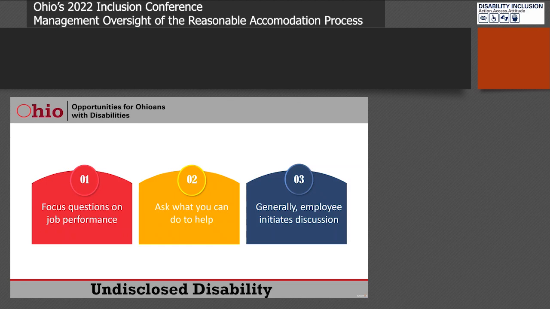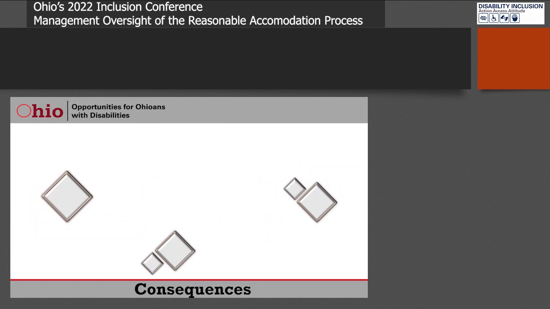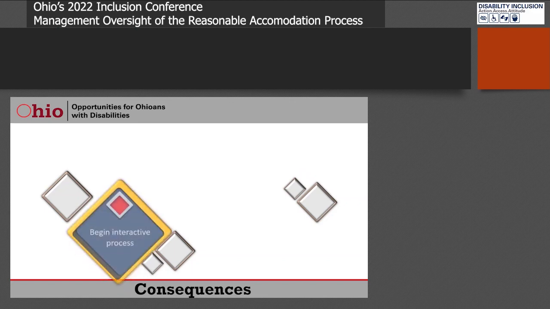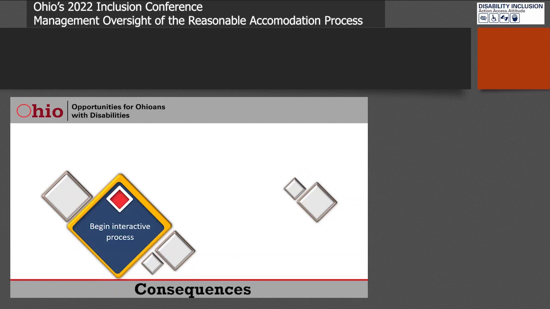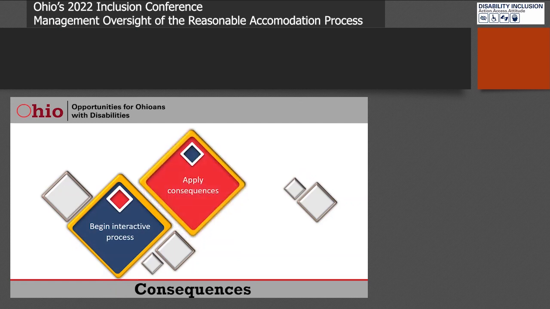Sounds like a good practice for supervisors to focus their questions on the job and ask the employee what they can do to help them meet the job's expectations. What about the consequences of low performance? Do these apply to an employee with a disability? It can, Dustin. Reasonable accommodation is prospective, which means it is future oriented. And so when an employee responds to a low performance rating by disclosing a disability and requesting a reasonable accommodation, the interactive process should begin promptly, but the employer is also permitted to apply the consequences that apply to any employee with low performance in the same job class.